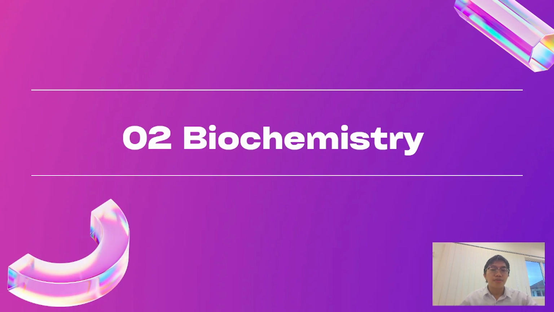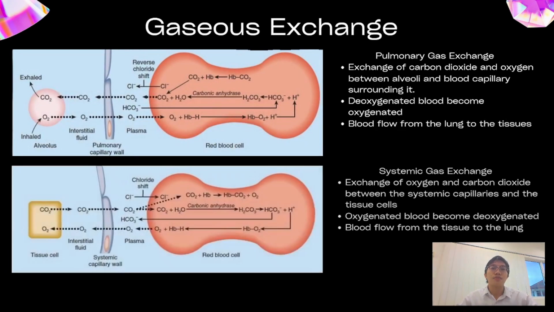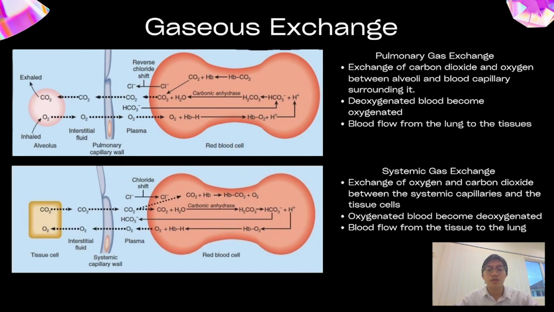Now for the biochemistry part, we are going to look into the process of gaseous exchange, one of the most important processes conducted by our lungs. There are two types of gas exchange, which are pulmonary and also systemic. Pulmonary gas exchange is the exchange between carbon dioxide and oxygen, between the alveoli and the blood capillary surrounding it. So the blood converts from deoxygenated to oxygenated.